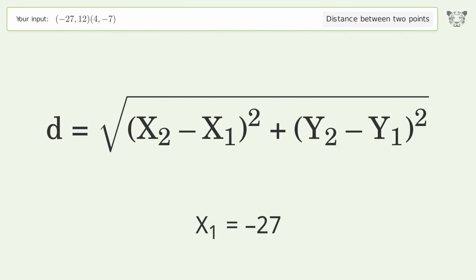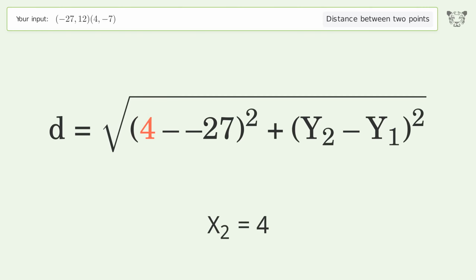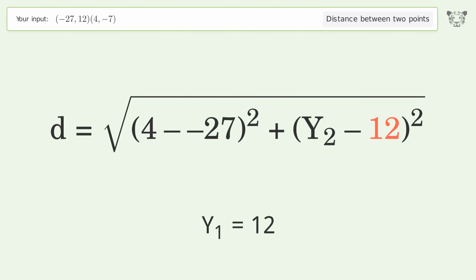x1 equals -27. x2 equals 4. y1 equals 12. y2 equals -7.